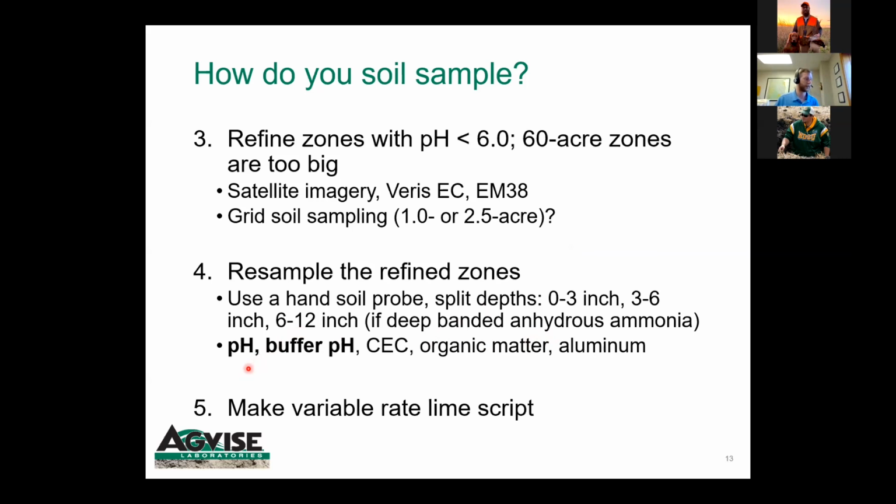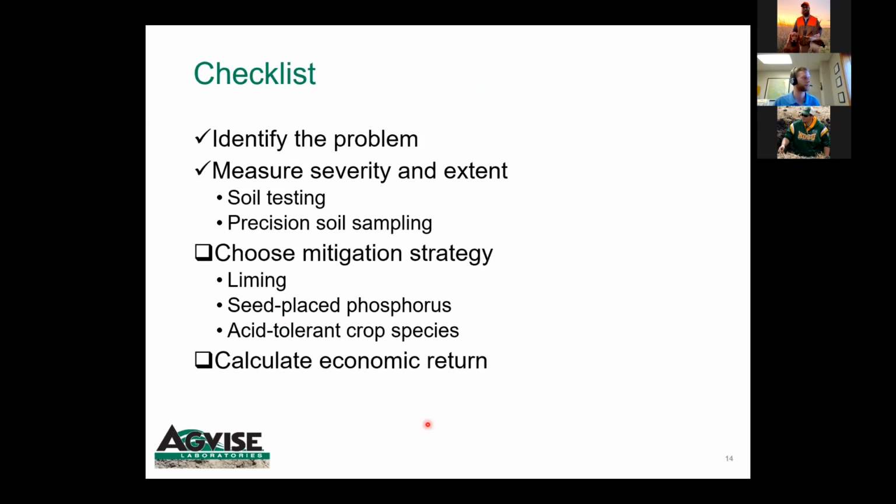On those soil samples, you have to make sure you get a pH and a buffer pH. So those are the two essential parts. And then, of course, the other helpful information is CEC, organic matter, and aluminum. And with that, you kind of have the tools that you need to make a variable rate lime script, which some of my other panelists are going to talk about at much greater length.